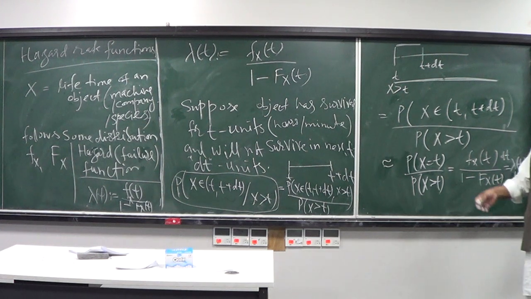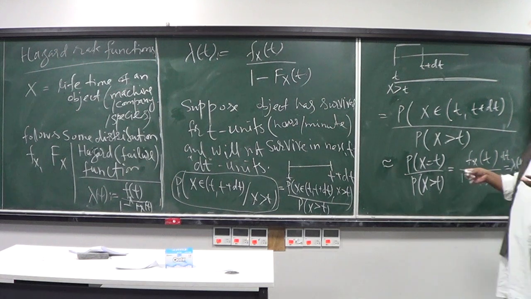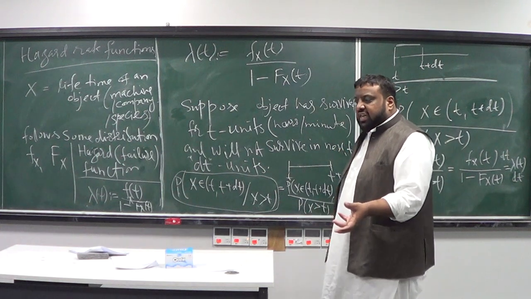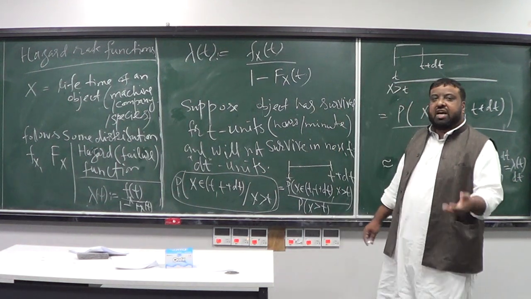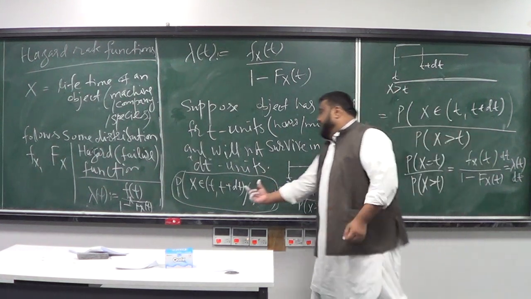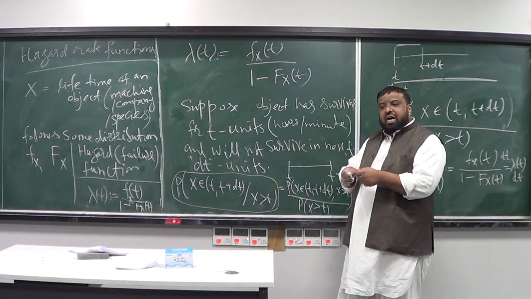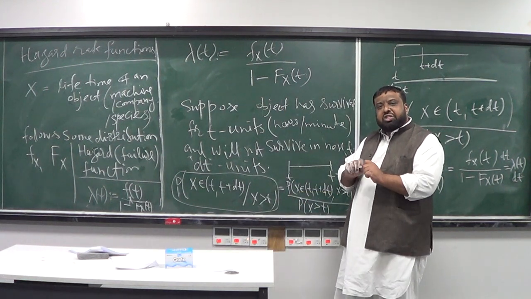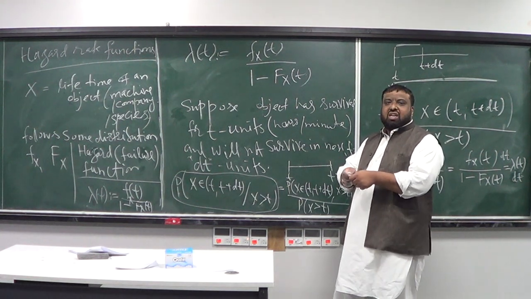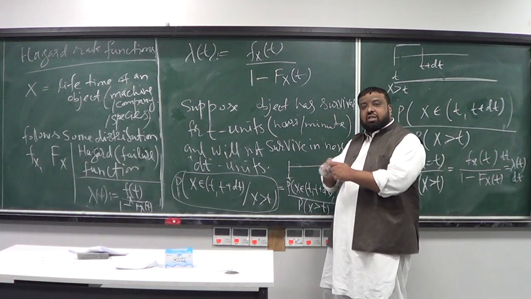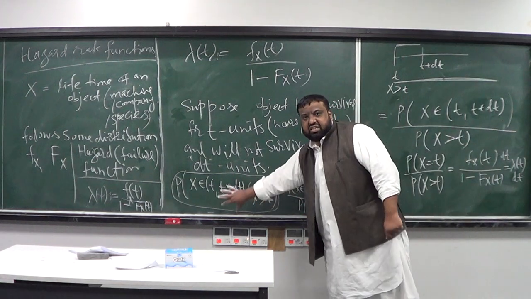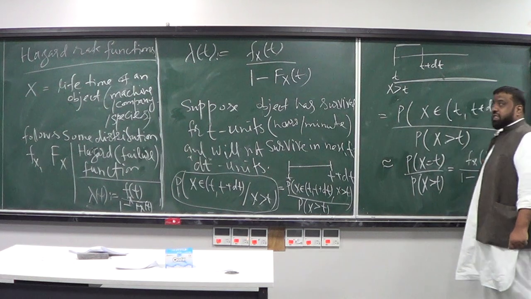That the object, machine, species, or company has survived t years, t seconds, t months, t units of time, but right in the near future, because this is a really small interval, after t this machine is about to die out or fail, or the company is about to default, or the species is about to go extinct, okay? So the lambda of t can be interpreted as this conditional probability.